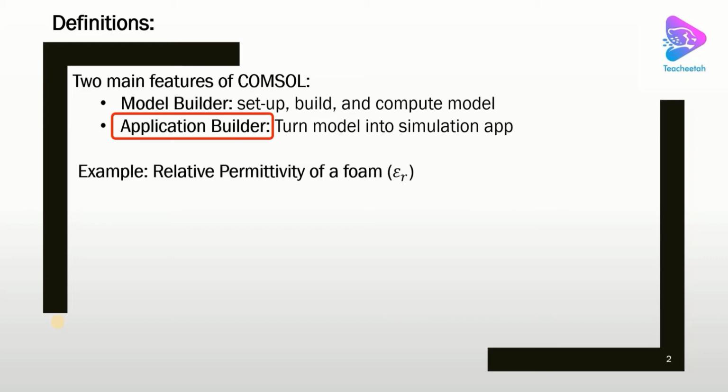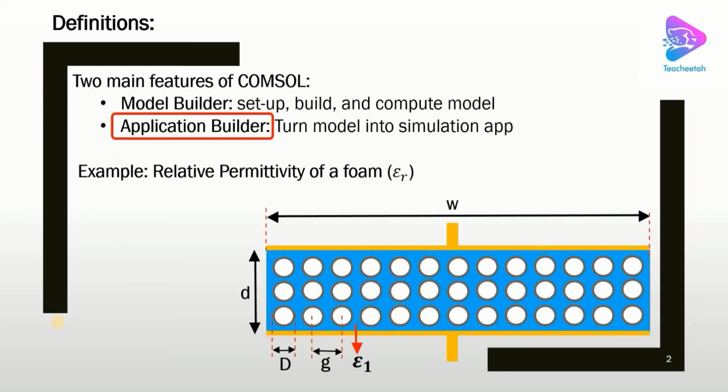To do this, we need to have an example as usual. In the example today, I'm going to solve a simple problem, which is how to find the relative permittivity of a foam. A foam is modeled as a solid structure with some porosity distributed through the structure. We simplified the porosities as circular shapes with the diameter of capital D, and the gap between two pores is G, and also the permittivity of the solid structure is known as epsilon1. So these are the main variables of the system.